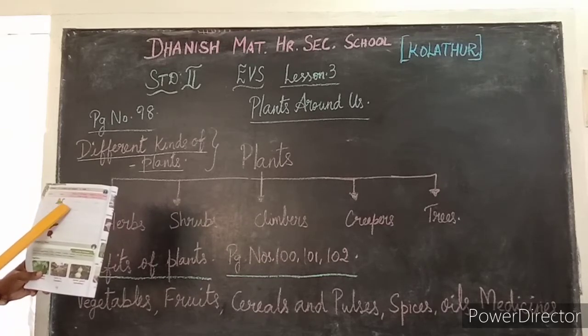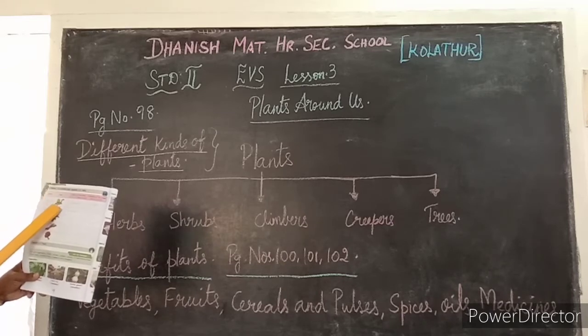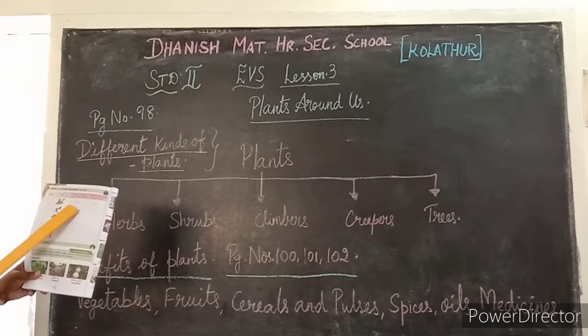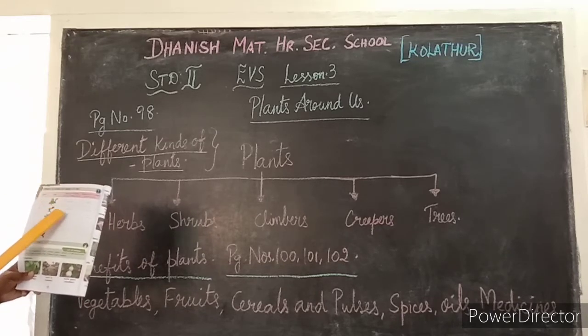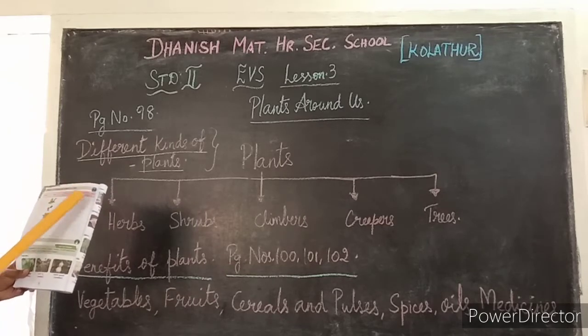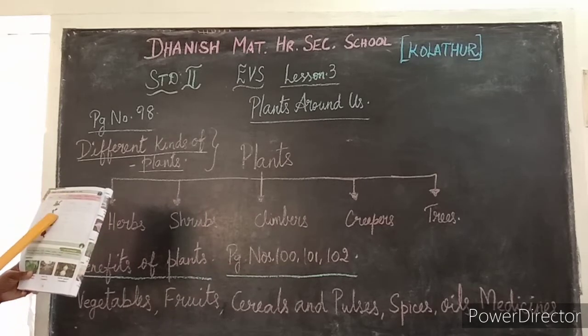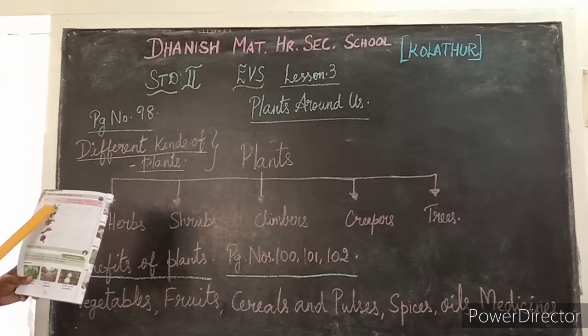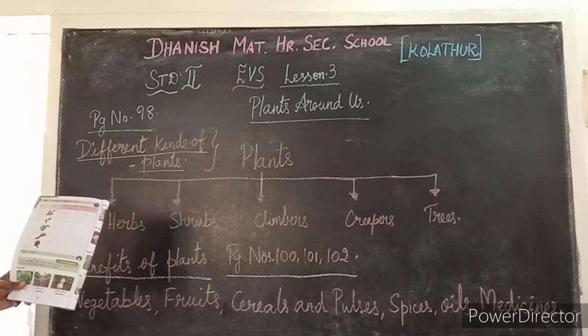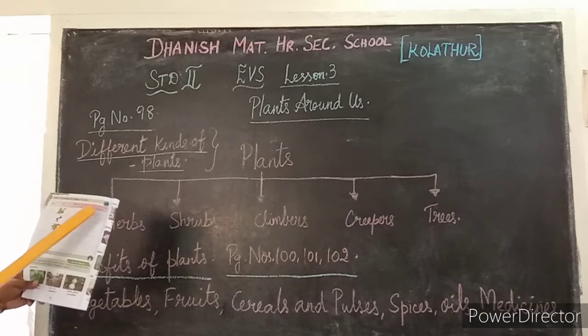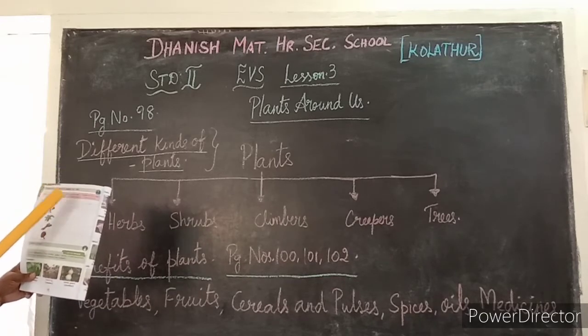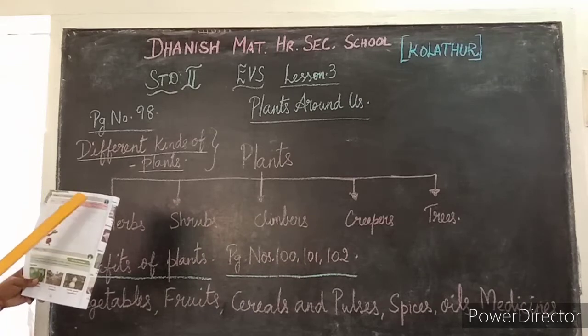The color of the stem of this plant is brown. So write brown here. Next, the structure of the stem, whether it is hard or soft. This is actually a mint plant, and mint is very soft. So here you have to write soft.